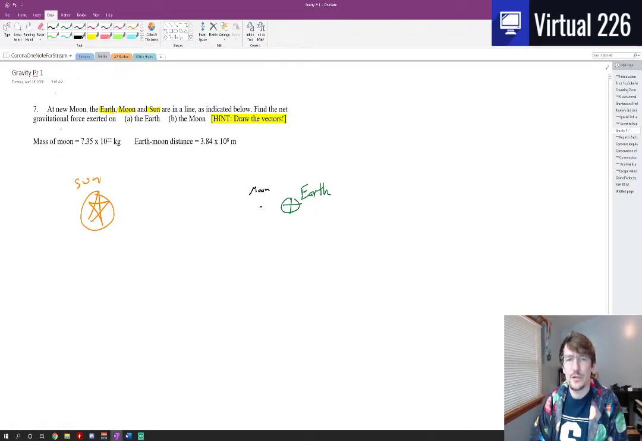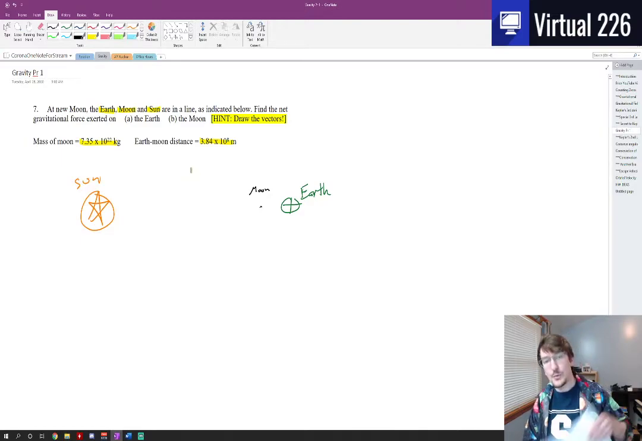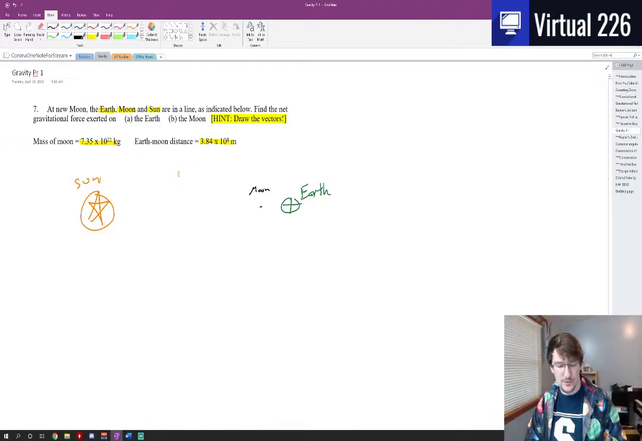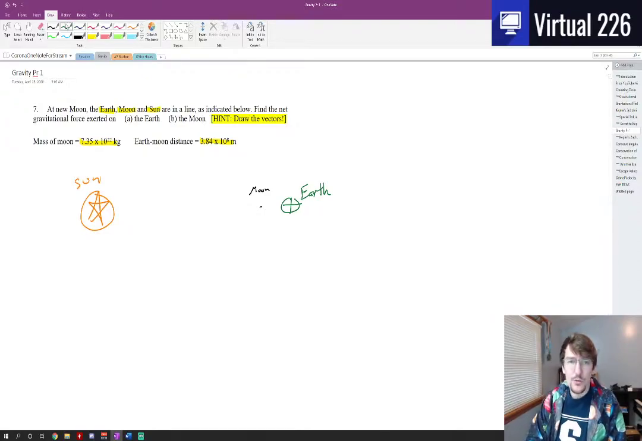We know a few things here. We know the mass of the moon is 7.35 times 10 to the 22nd, and we know the Earth-Moon distance is 3.84 times 10 to the 8th. If we check out our solar system data sheet that's sitting in the folder for the Google Classroom, we also happen to know a few other pieces of information.